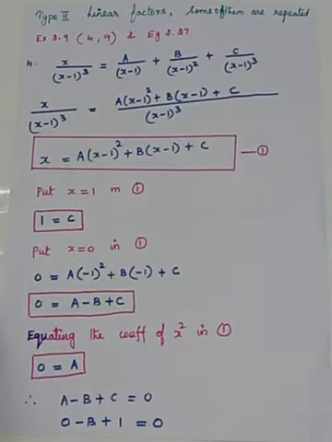So when you expand, the highest power of x is 3. So the numerator degree is 1 and the denominator degree is 3. So they are in the proper fraction, since the numerator degree is less than the degree of the denominator. So we can go to the partial fraction.